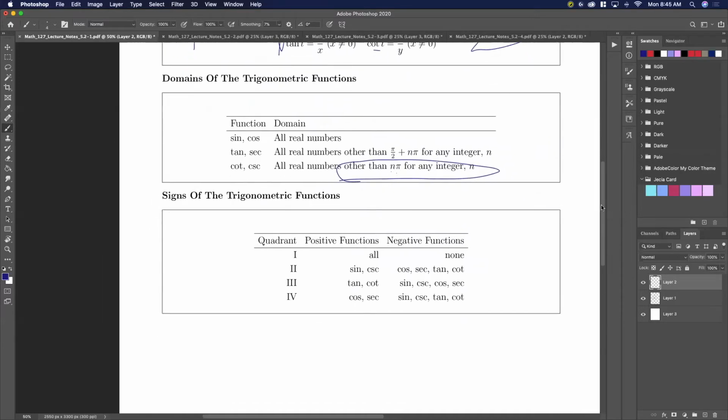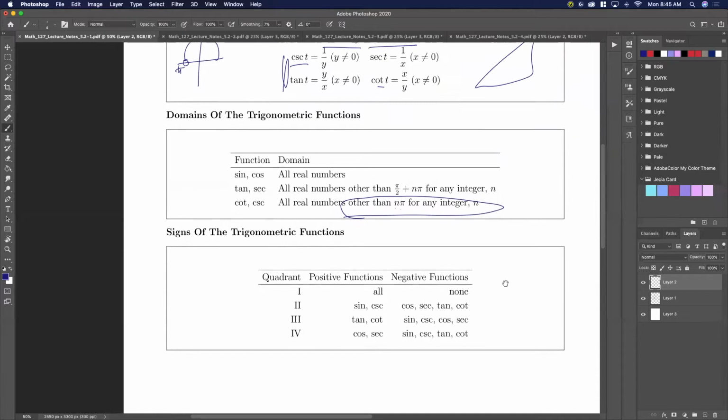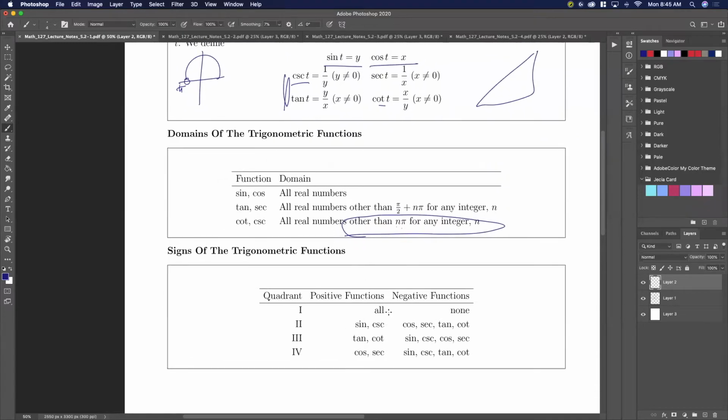For those who did 126 here at UNLV, we know we do domain. Domain is a big thing for the 126 questions. Here we're talking about which functions are positive, which ones are negative. This is because of the x and y values. So here, x and y are both positive. So everything's positive.